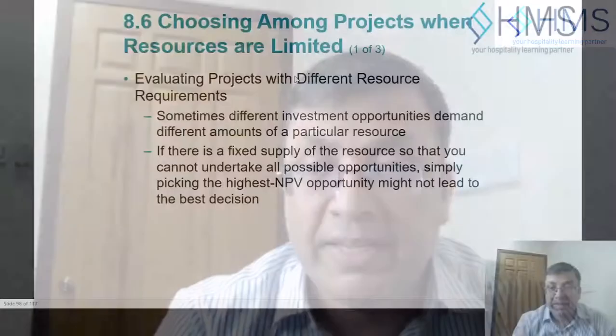Hi. So far, we have discussed choosing projects based on different size and different life. Now we're going to look at a problem where you have budget constraints. You have limited resources, limited money, and you have to choose different projects which are going to use your resources in a different manner. We're going to explain this with the help of an example.